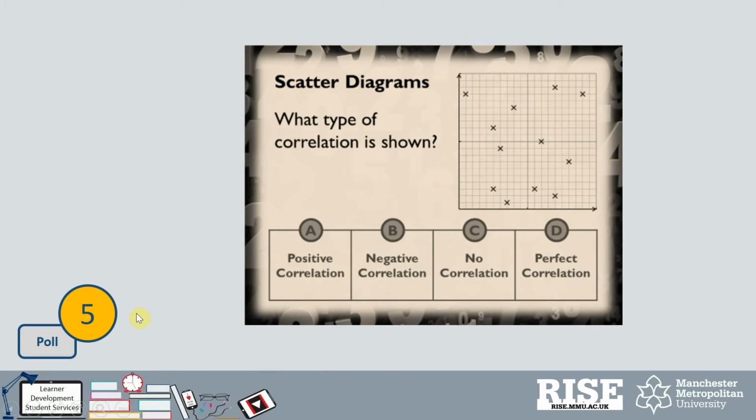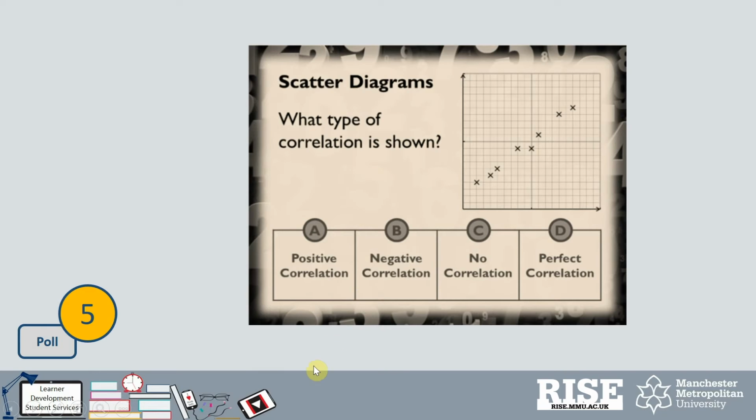What type of correlation is shown here? Here, no discernible pattern can be ascertained through all of these points. There's no correlation shown here. What type of correlation is shown on this scatter graph? The general trend of these points is moving upwards across the graph. So this is an example of positive correlation.